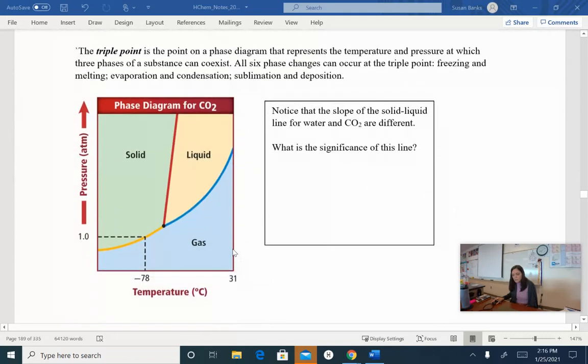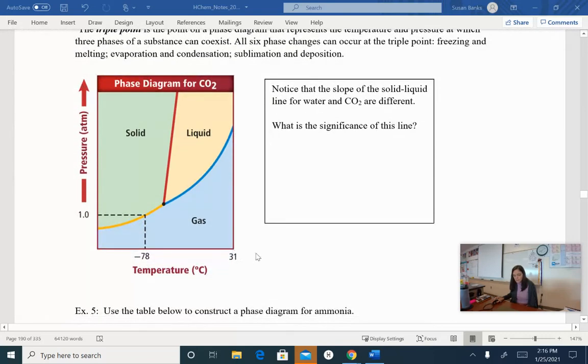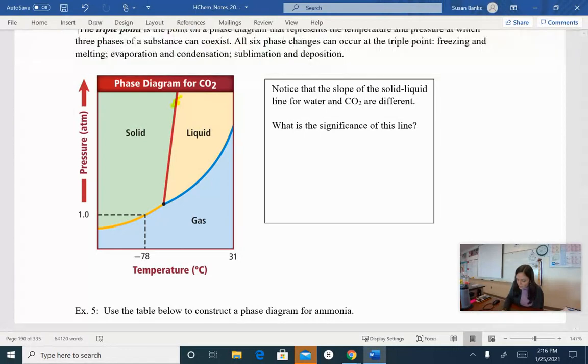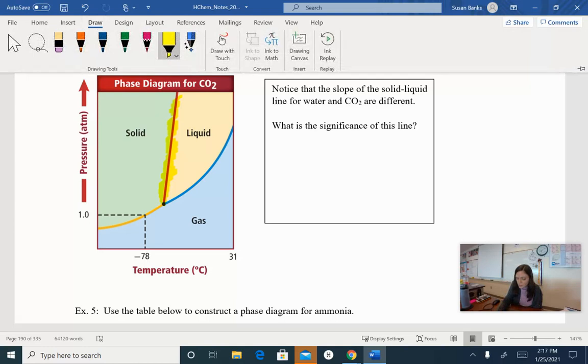Okay, let's go and look at the phase diagram for carbon dioxide. Notice the phase diagram for carbon dioxide is a lot different than the phase diagram for water. First of all, notice that this line right here that I'm highlighting in yellow between the solid and liquid phase actually has a positive slope instead of a negative slope. That means that carbon dioxide is more dense as a solid than it is as a liquid. This is a more normal phase diagram for a compound compared to the water phase diagram.